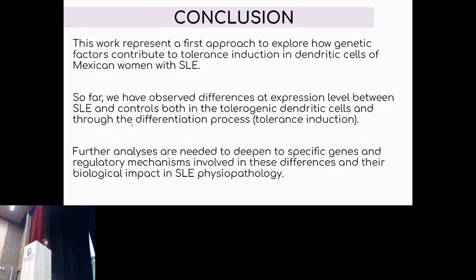So this work represents a first approach to explore how genetic factors can contribute to lupus tolerance induction in dendritic cells. So far, we have observed differences at the expression level between lupus and control in both the tolerogenic dendritic cells and through the differentiation process. And further analyses are needed to delve into the specific genes and regulatory mechanisms involved in this difference, and to explore their biological impact in lupus physiopathology.